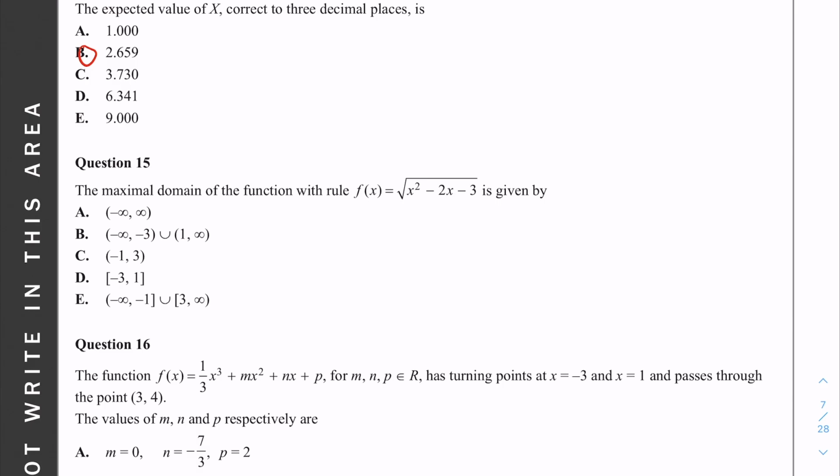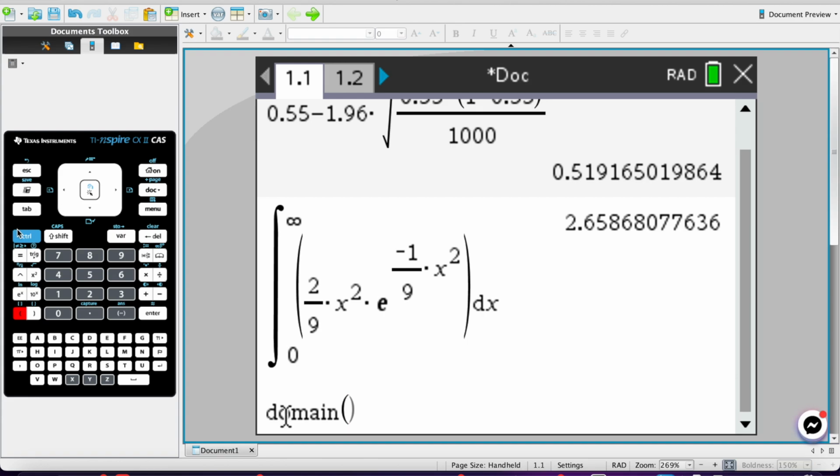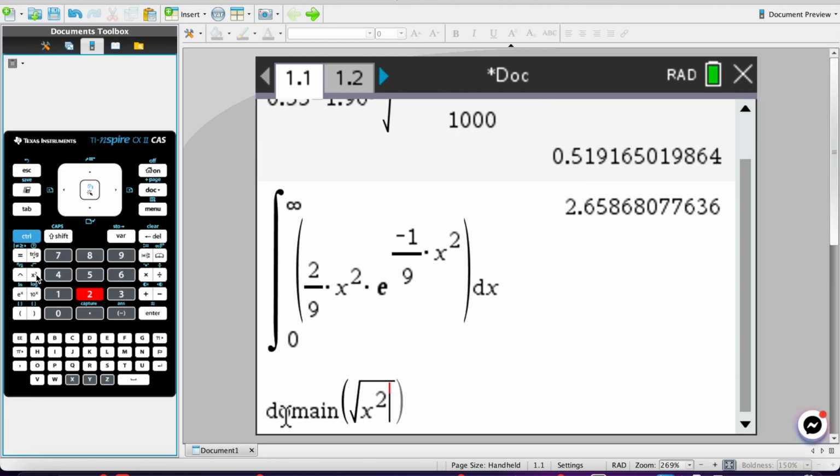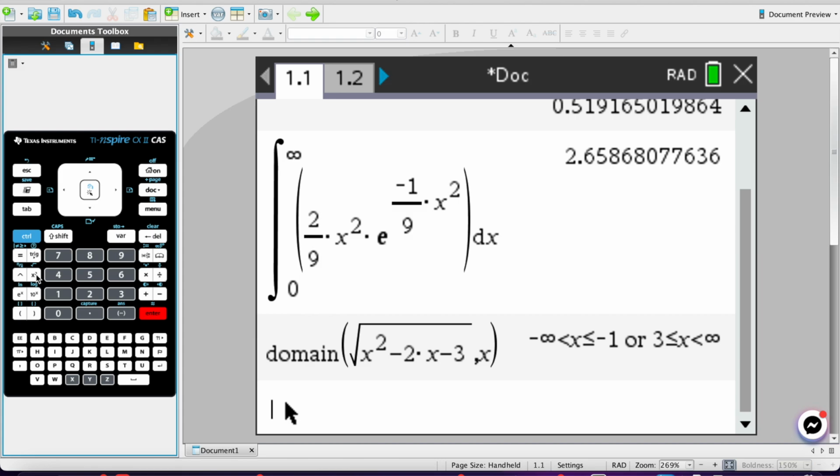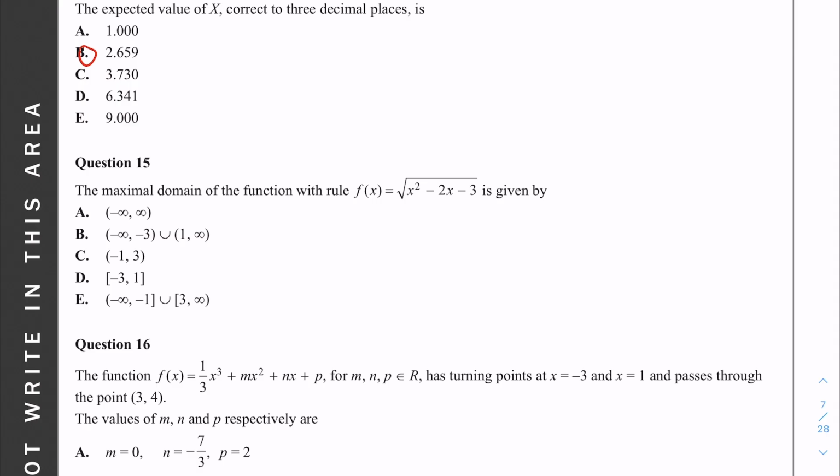The maximal domain of the function with the rule f of x is given by, so here we can just go on the CAS. I'm not sure if any of you know this, but the CAS can literally just find the domain for us. If you just type in domain, put in the function, minus 2x minus 3, just put a comma x, and it tells you it's from negative infinity to negative 1 or 3 to infinity. And negative 1 and 3 are included. So that tells me that the answer is E. Okay.